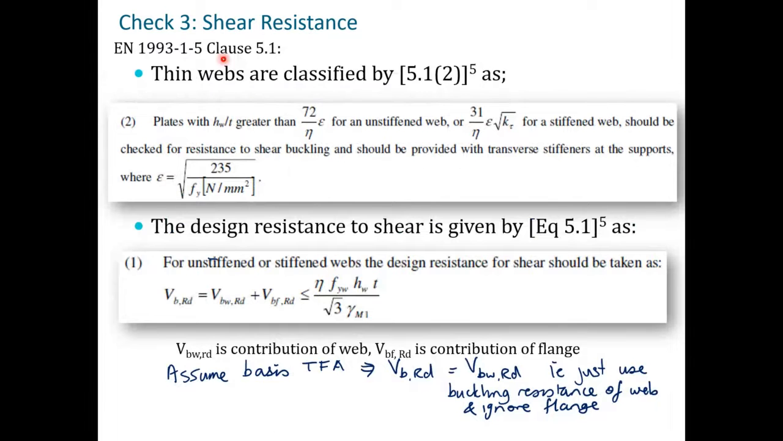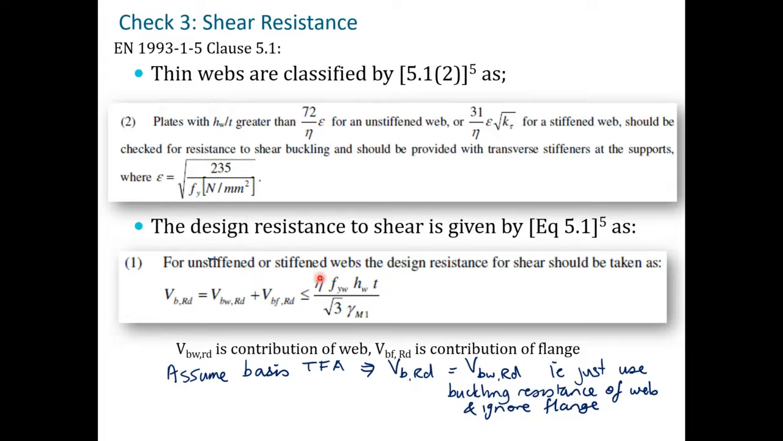And we go to clause 5.1 in Eurocode 3 part 1 part 5. Webs are classified by 5.1 part 2 in this code. It says that plate girders that have a height of the web divided by thickness of the web greater than 72 epsilon over eta for an unstiffened web, or this ratio here for a stiffened web, should be checked for shear buckling and provided with transverse stiffeners at the supports. Okay, so we need to do that if we exceed those limits.